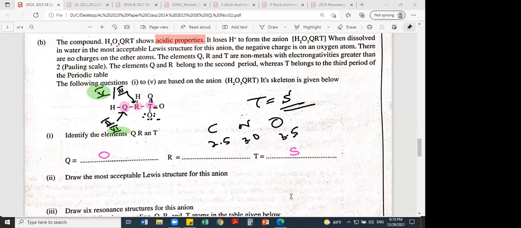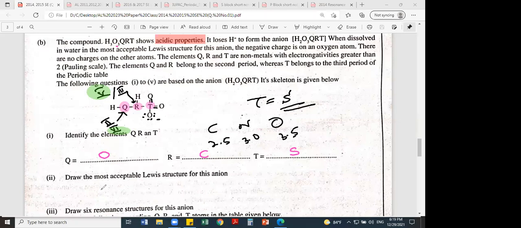Q, did you predict? Sir, I'm saying Q is oxygen, R is carbon, sir. Yeah, both of you are saying R is carbon, no? Right. R carbon. Let's draw the structure and see now.